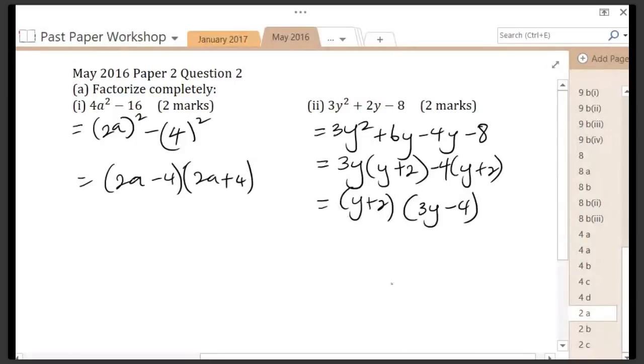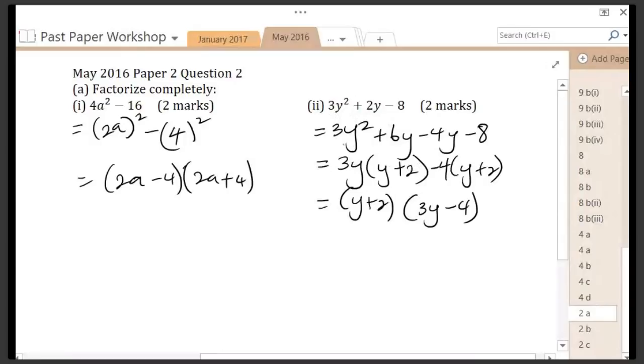All right, so they gave us a quadratic equation. We know that we have a rule to work with: factors of AC whose sum is B. So 3 multiplied by minus 8 is minus 24. Factors of minus 24 that will have a sum of 2. I'm going to use here 4 and 6, all right, because 6 minus 4 here will give me 2.